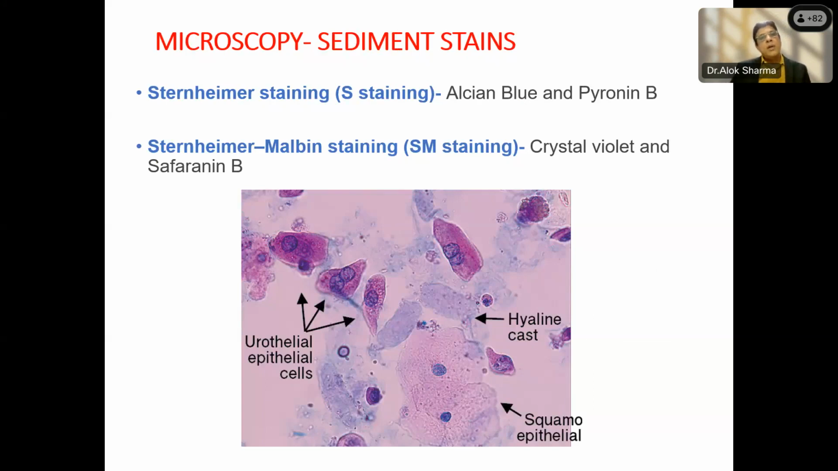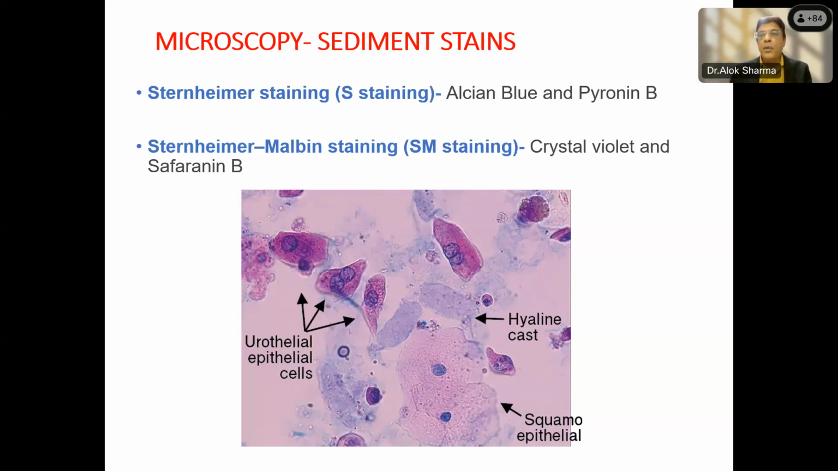There are a lot of general stains. You can use them if you want to look at the cellular elements in greater detail, or you want to differentiate them from one another. The S and the SM stain are the ones which are most commonly used. The S stain refers to the Sternheimer stain, which is a combination of Alcian blue and pyronine. And the SM stain, or the Sternheimer-Malbin stain, is a crystal violet and safranin combination.